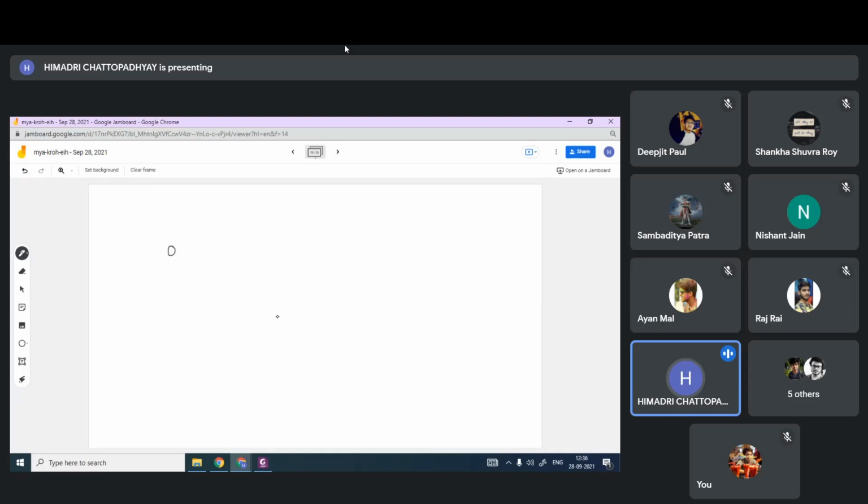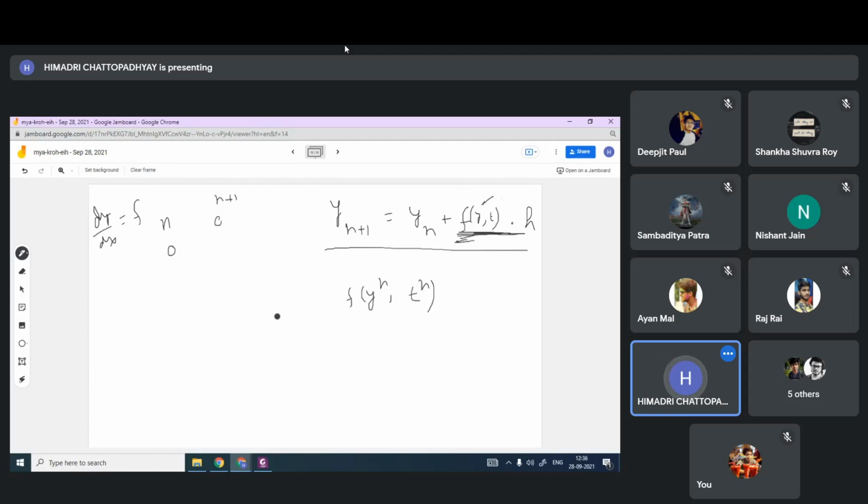From this nth value, I want to find the new value, the n plus 1 value. The original Euler says that yn plus 1 is just yn plus the slope. This is nothing but dy/dx, which is f at y and t, times h, the gap. So this is the Euler. But Runge-Kutta says, you see this f(y, t), these y and this t, you change this. So first, just f at yn and tn, where you are, multiplied by h. This is your first.